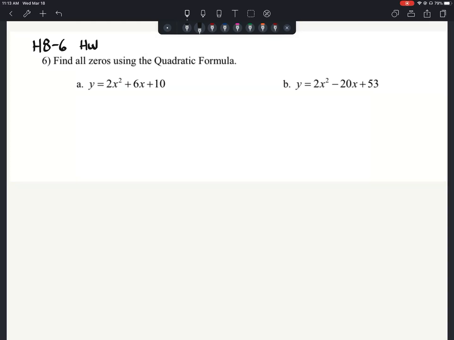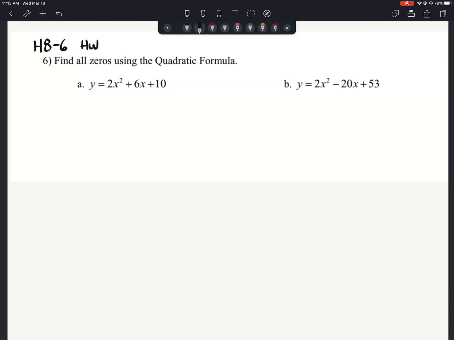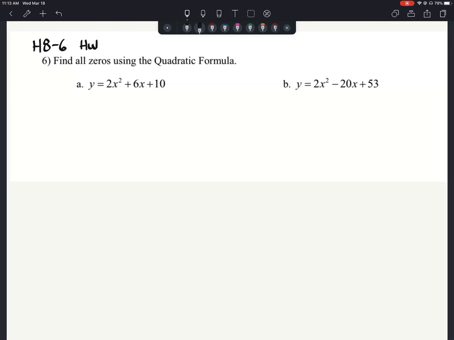This is problem 6 from the H8-6 homework. It asks us to find all zeros using the quadratic formula. So letter A, we have y is equal to 2x squared plus 6x plus 10. Now first thing here, if we're trying to solve it, we're going to put in 0 for our y because we're trying to figure out where this graph crosses the x-axis.